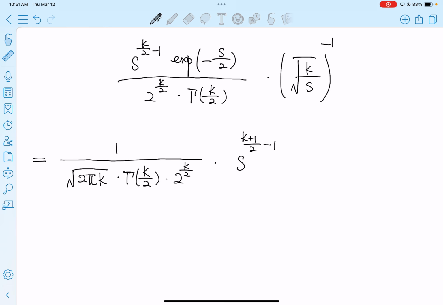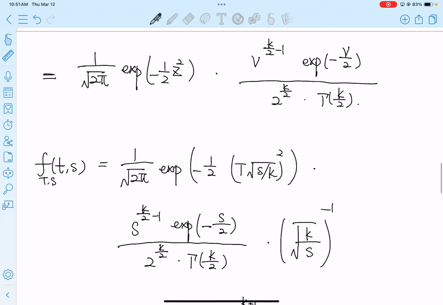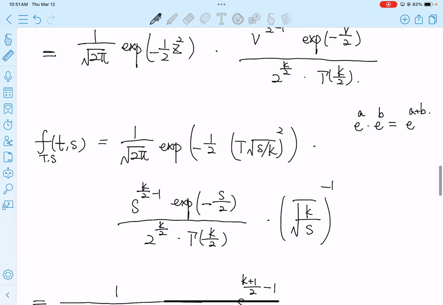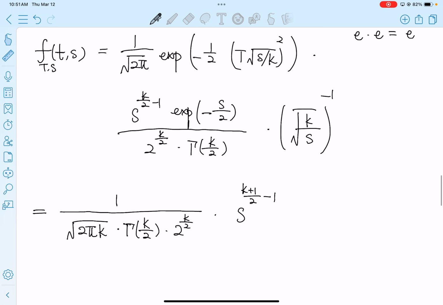Okay, for the exponential term, and for that one, again, I'm going to use e raised to the power of a multiplied by e raised to the power of b is equal to e raised to the power of a plus b. Okay, this is the formula we're going to use to handle the 2 exponential terms. So let me handle the square term first.